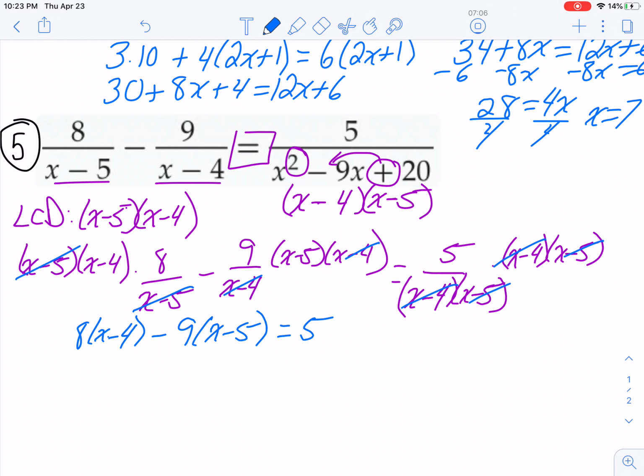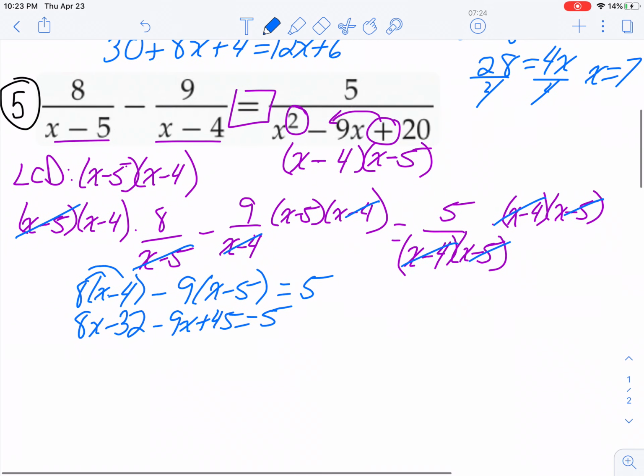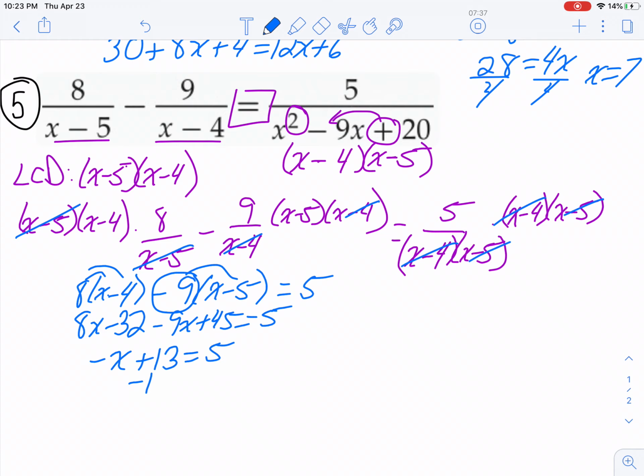And so now, again, at this step, no denominators. Make sure you remember that. You will always have no denominators at this stage. So I can distribute. Remember, we're distributing this as a -9, so -9 times -5 is positive 45. Combine like terms. Subtract the 13 over.